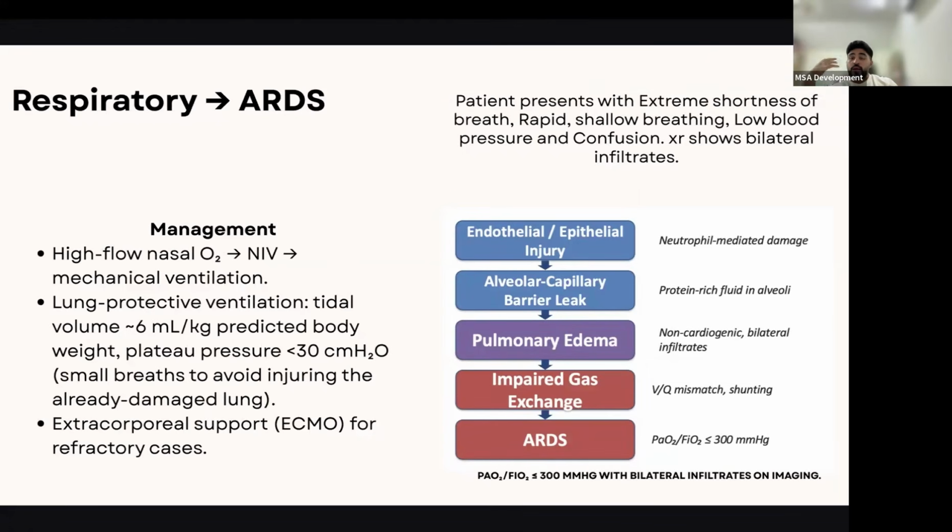Okay, so here, I want to make sure that I correct the VQ mismatch by making sure that the patient is getting enough proper ventilation. So you either can give him a high flow nasal oxygen, so that's mechanical. Or try to give some sort of breaths, as long as it's protective to the lungs, okay, because sometimes some sort of breaths could cause some sort of injury, okay. And if the patient was not responding, then we can do an ECMO, okay, which is basically extracorporeal support, okay.